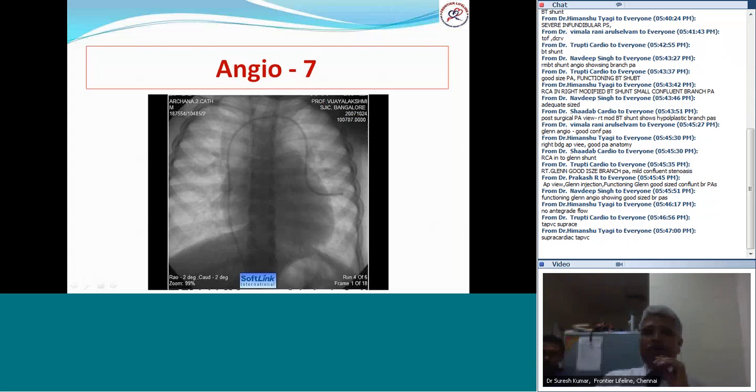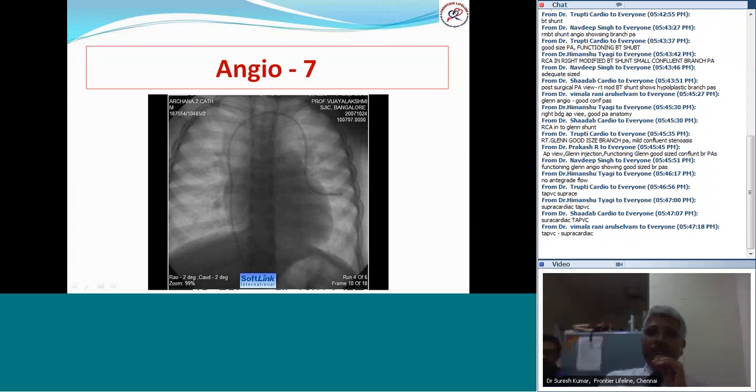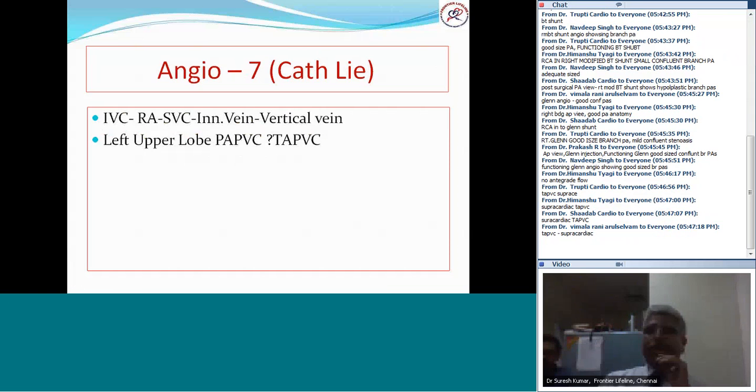Okay, this is some supracardiac TAPVC, but good, everybody has picked it up. And while saying that, remember in a cath lie you have to describe the cath course. I accept your diagnosis here, you have no time to describe the details, but if this angio is shown to you in your exam, make it a point to describe the cath course.